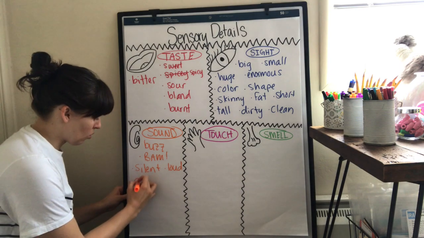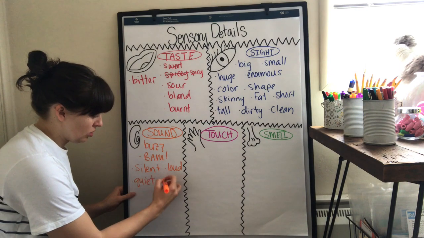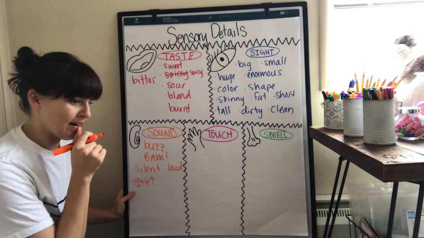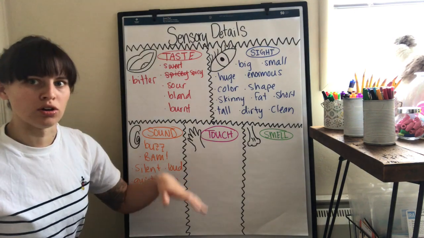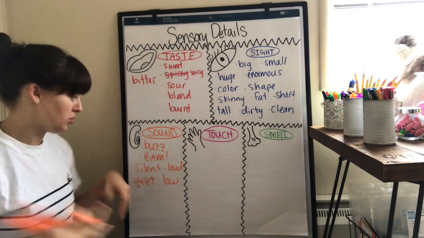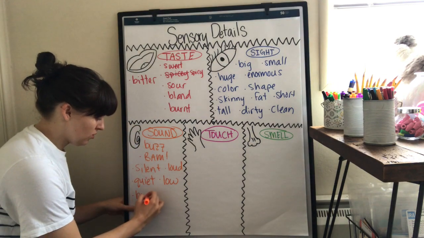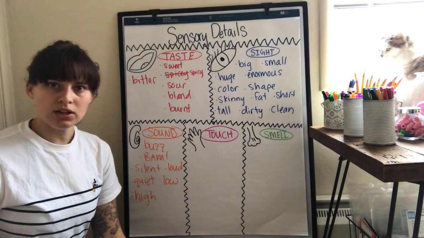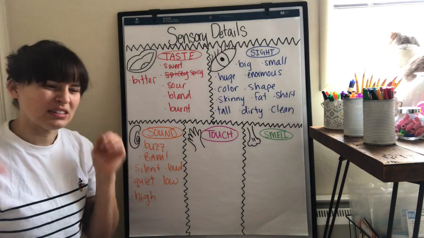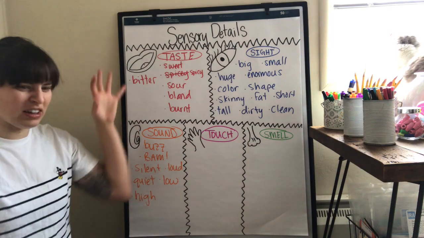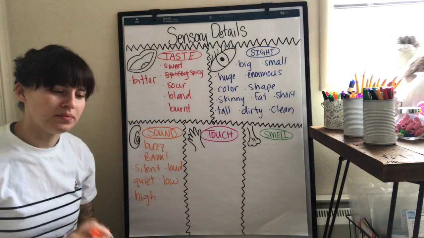You can use words like quiet. You can use words like low. When somebody's talking really low, they're talking really deep. Maybe they talk in a high-pitched voice and they sound like a squeaker toy, right? So these are words that you can describe sound. Maybe it's like high, like really high. Oh, it hurts your ears, right?